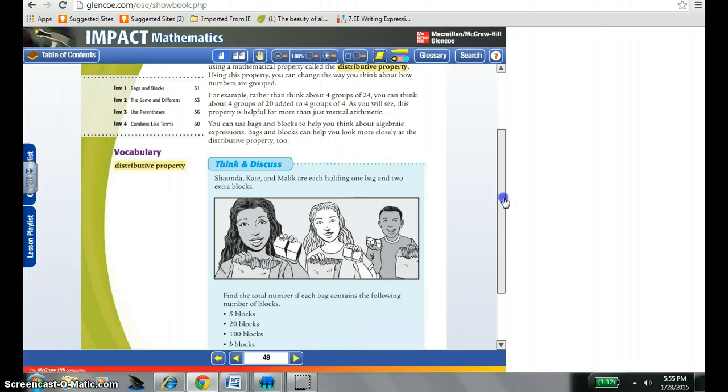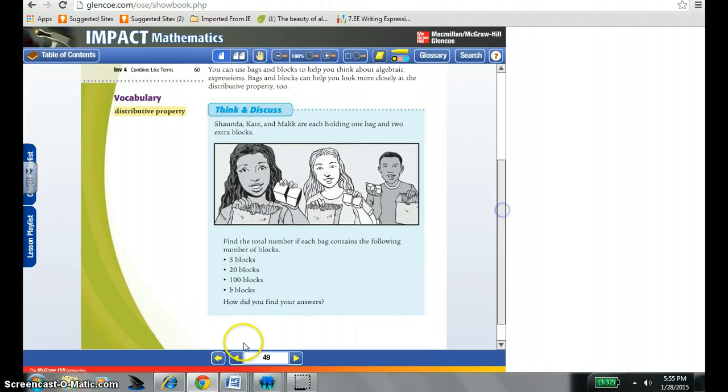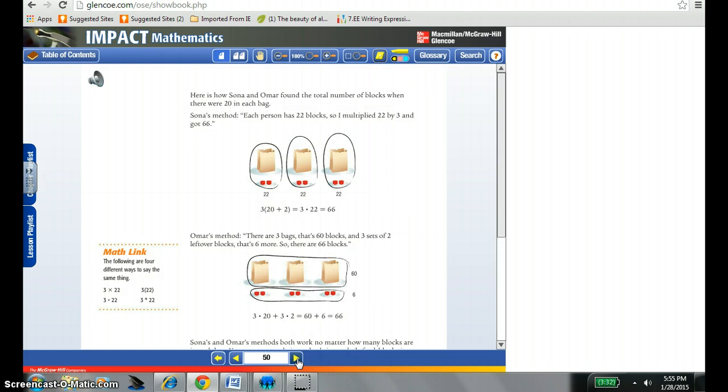So I think you guys already did this one, Shonda, Kate, Malik. So I'm actually not going to spend any time on this. I think everybody got that. If each are holding a bag and two extra blocks, I think you pretty much did the math on who has what. But I do want to talk about this. SONA and OMAR, two different ways to find the same amounts.